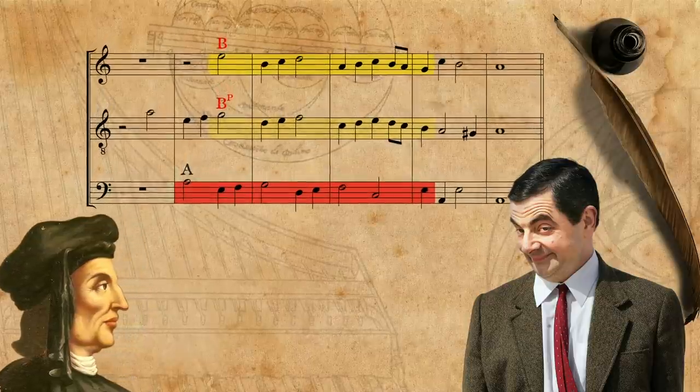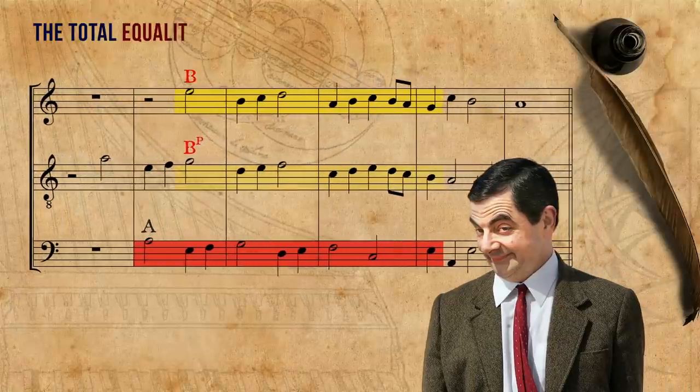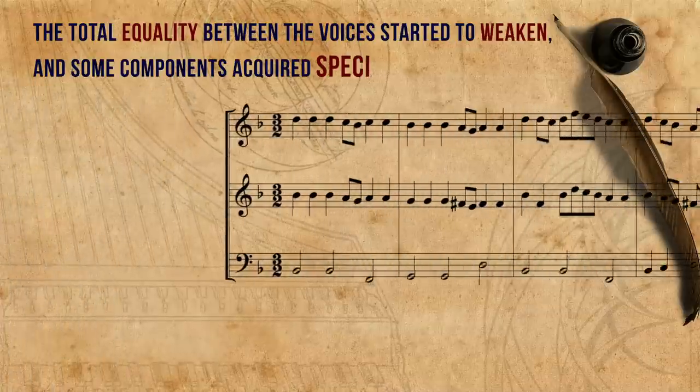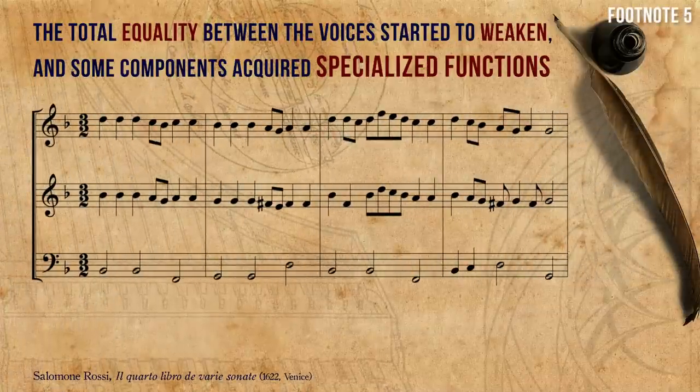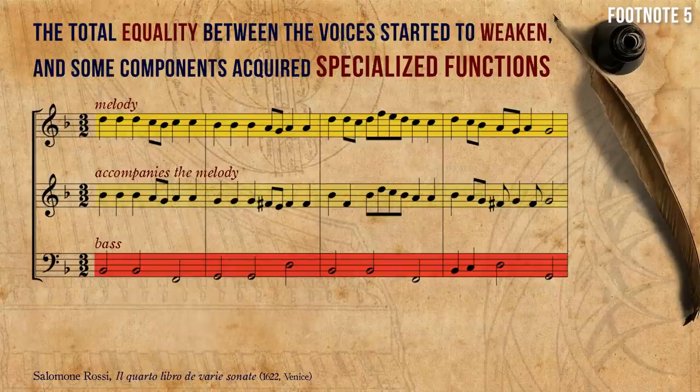The second view might have been shared by composers after 1600, when the total equality between the voices started to weaken, and some components acquired specialized functions. The bass, the melody, and even one that merely accompanies the melody in consonances.